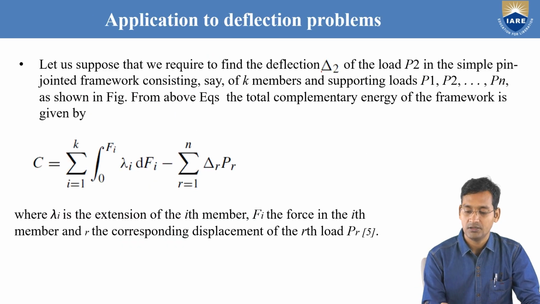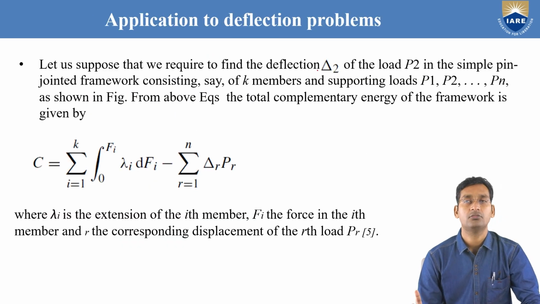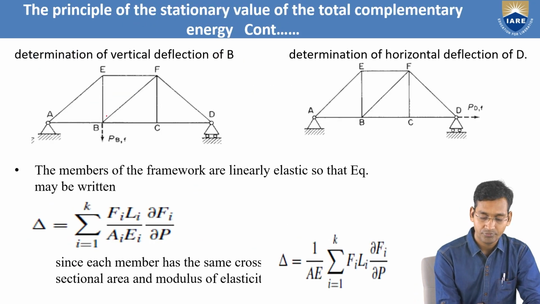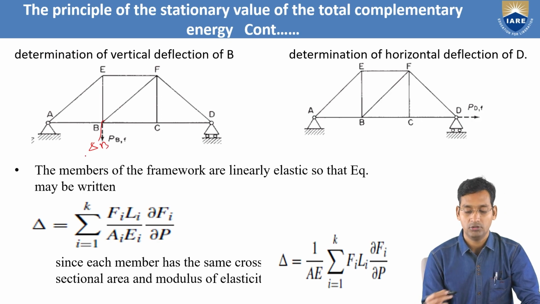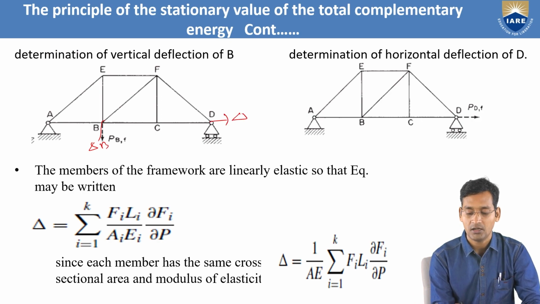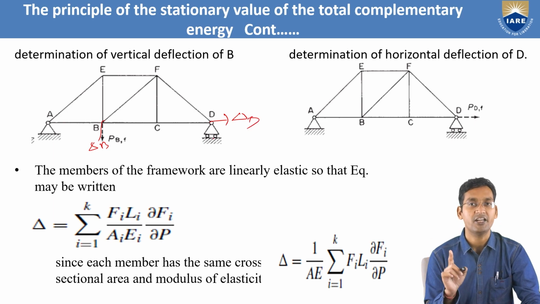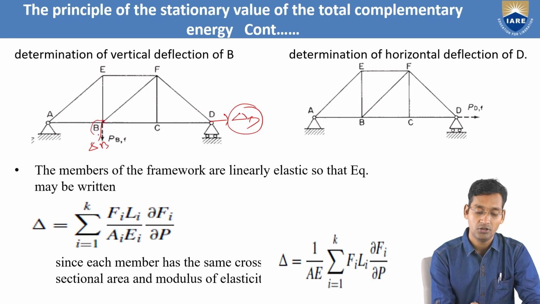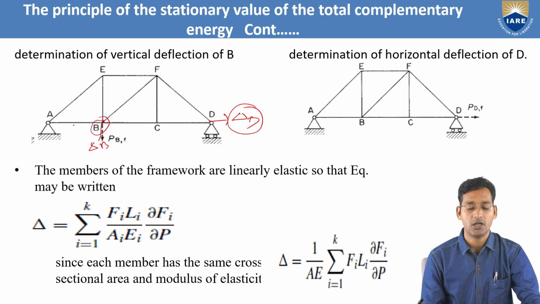Next, similarly, we require to find delta. Suppose we find it here, then this will give the delta B value, that is the delta 2 value, and this will give delta D. So for this load, delta 2 will be equal to delta D.